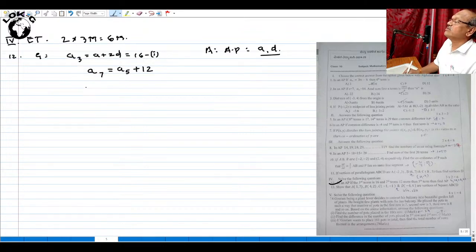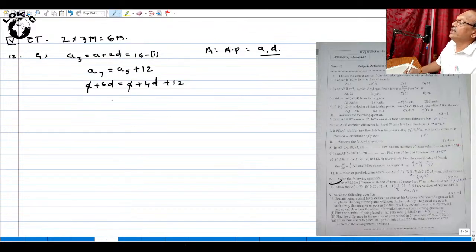Start now. What is A7? Let us use the formula. A7 is A plus 6D, which is equal to A5 plus 12. What is A5? Use the AN formula, A plus N minus 1 into D. A plus 5 minus 1 is 4D, plus 12. Carefully note down the solution and study it. Like this, you get statement problems. You must learn to reproduce the statement. That is the important skill.